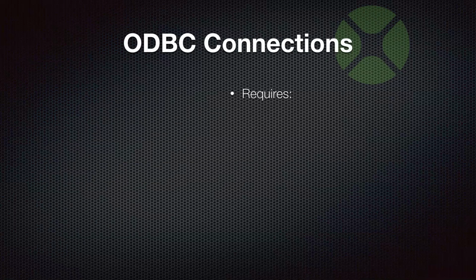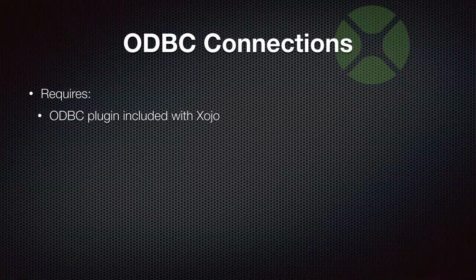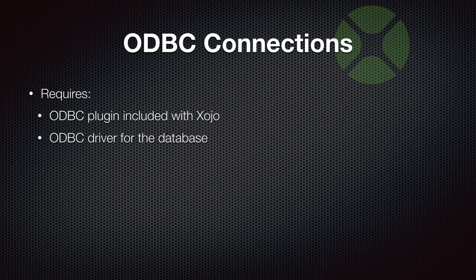So connections, what's required for connections? Well, with Xojo, you're going to need to make sure you have the ODBC plugin. It's included with Xojo. It's already set up in your plugins folder in the initial installation. So it should already be set up, but you do need to have that plugin in place in order to work with ODBC. And then the second part is that you're going to need an ODBC driver for the database you want to communicate with or connect to. And these are always available separately. We'll talk about that more in a moment. But the other thing to keep in mind is that the driver must match the architecture of the app.